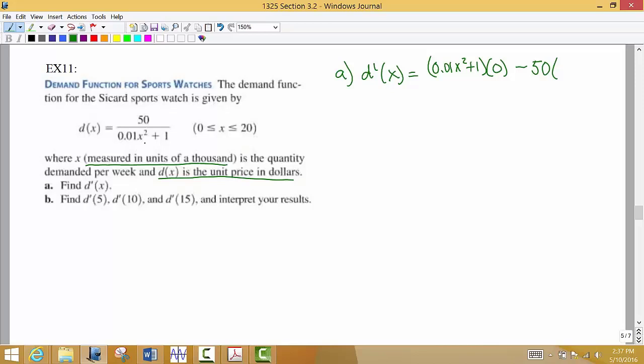So I'm going to use the power rule for the derivative of just what's in that green box. So we're going to do 2 times 0.01, so that gives me 0.02, and reduce the power by 1, so I get x. Remember, the derivative of plus 1, that term right there, would be 0, and I don't put plus 0, because we would just end up with 0.02 times x, all over the denominator squared.